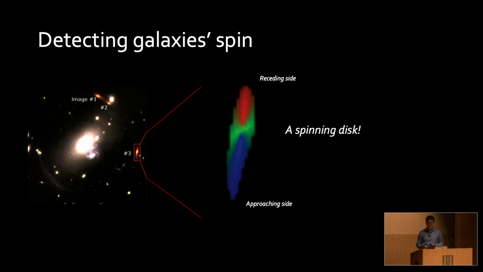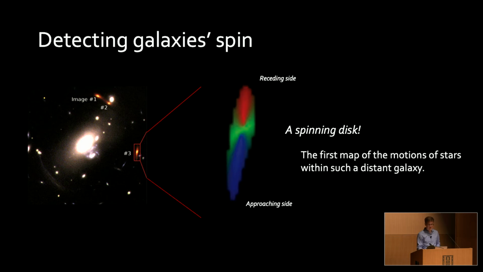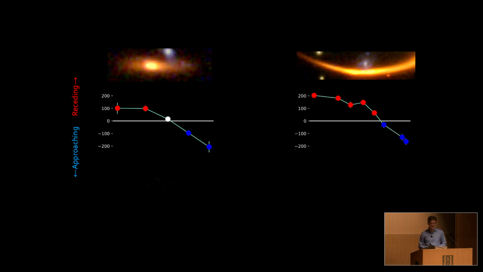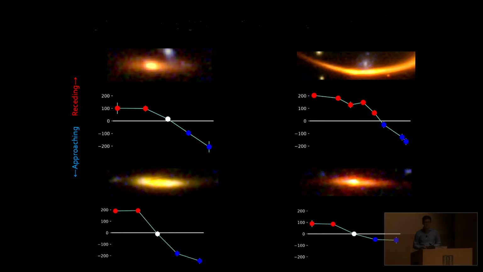Now, as exciting as that was, I knew that you can never really tell too much from looking at one galaxy because galaxies live very diverse lives. But the amazing thing is, when we started to observe more of these lensed proto-ellipticals, they all showed the same thing. Spinning, spinning, spinning, and spinning.